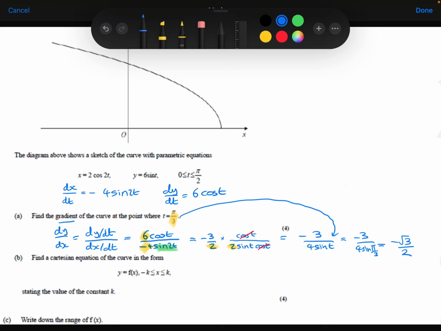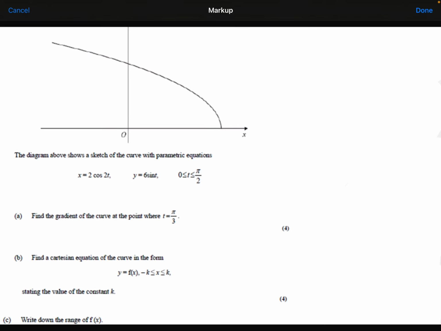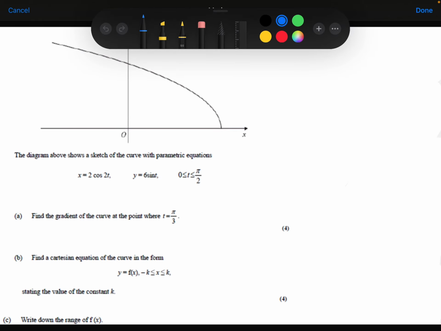Part B, find the Cartesian equation of the curve in the form y equals f of x, where x is between minus k and k, and I need to state the value of the constant k. So, I am going to need to link these two equations together to get y as a function of x. The way I'm going to do this is that I'm going to rewrite the cos 2t.